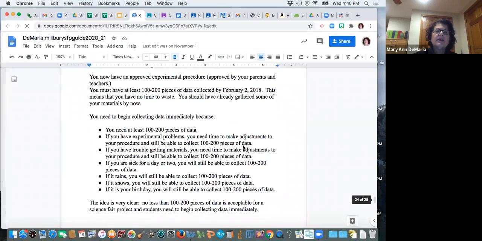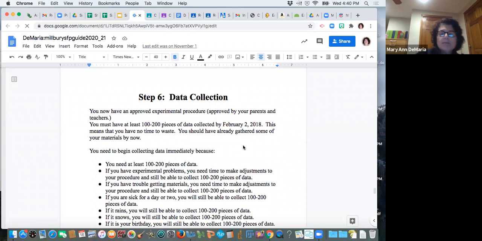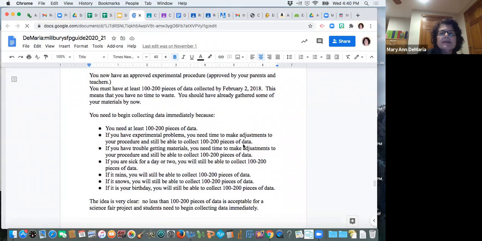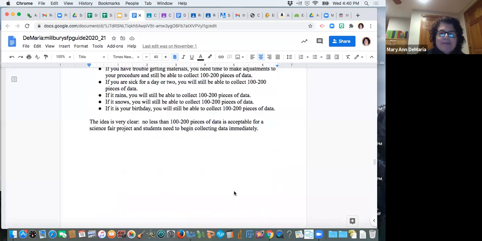Data collection. Okay, so I harass them with this. When they start collecting their data, I say you need to begin collecting data immediately because you need to have 100 to 200. If you have experimental problems, you need to make time because you need 100 to 200 people. If you have trouble getting materials, you still need 100 to 200. If it's your birthday, you still need to be able to collect. So we go through that verbatim and I make them read that out loud.